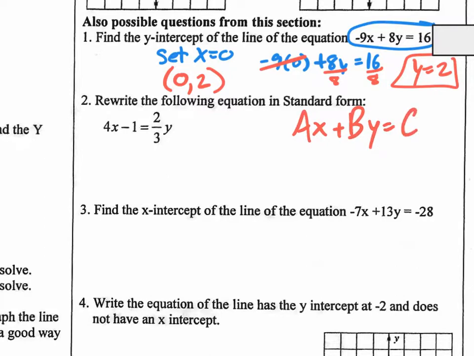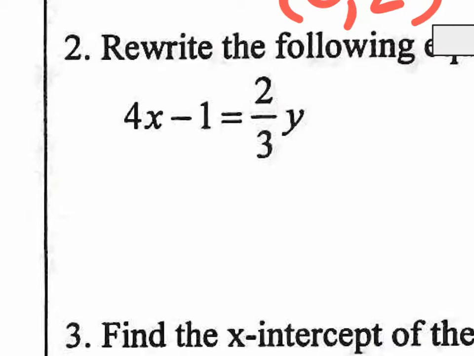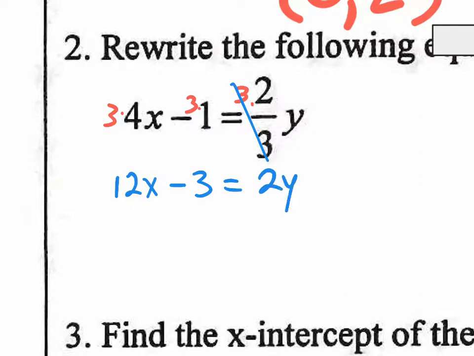The capital letters are to help you remember that you don't want decimals, you don't want fractions, you want nice numbers. It doesn't matter if they're positive or negative. So anyways, we don't want fractions. So what would be the first thing you do? Multiply everything by 3. Okay, so let's go times 3, times 3, times 3. So the fraction's gone now. We're going to end up with 12x minus 3 equals 2y.